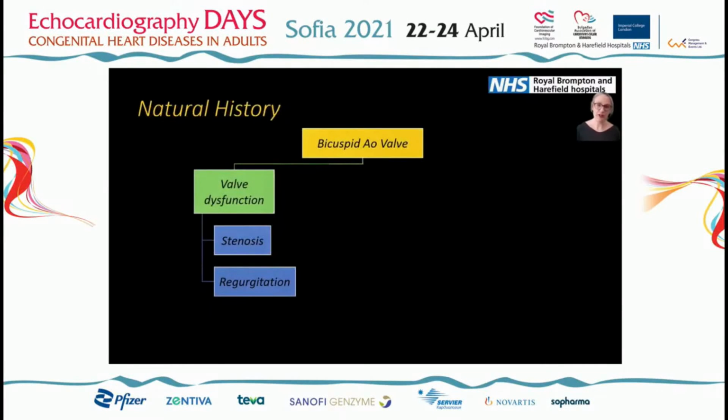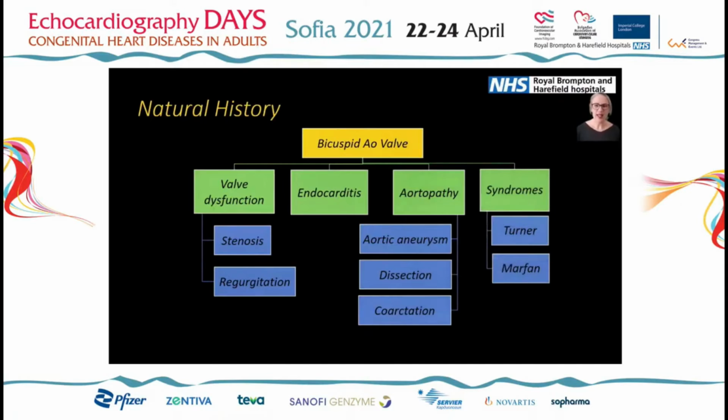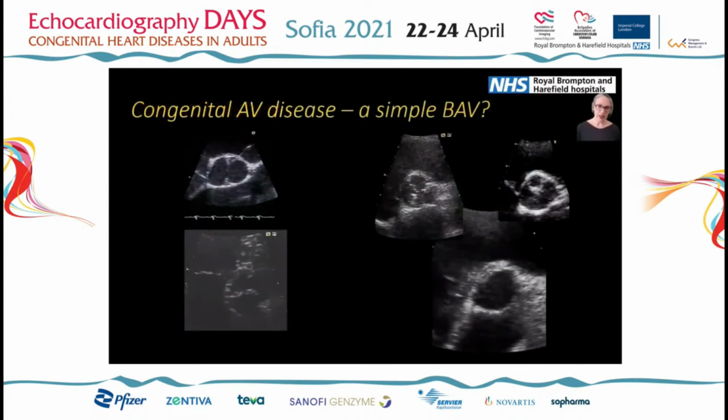Now, the natural history of bicuspid aortic valves, I'm sure you're all very well aware of this. We know that these valves do tend to become dysfunctional, either with stenosis or regurgitation. We know that they are subject to infection. We know that they are associated with aortopathies, and we know they can also be associated with syndromes like Turner syndrome or Marfan syndrome, and we do see these in our adult congenital clinics.